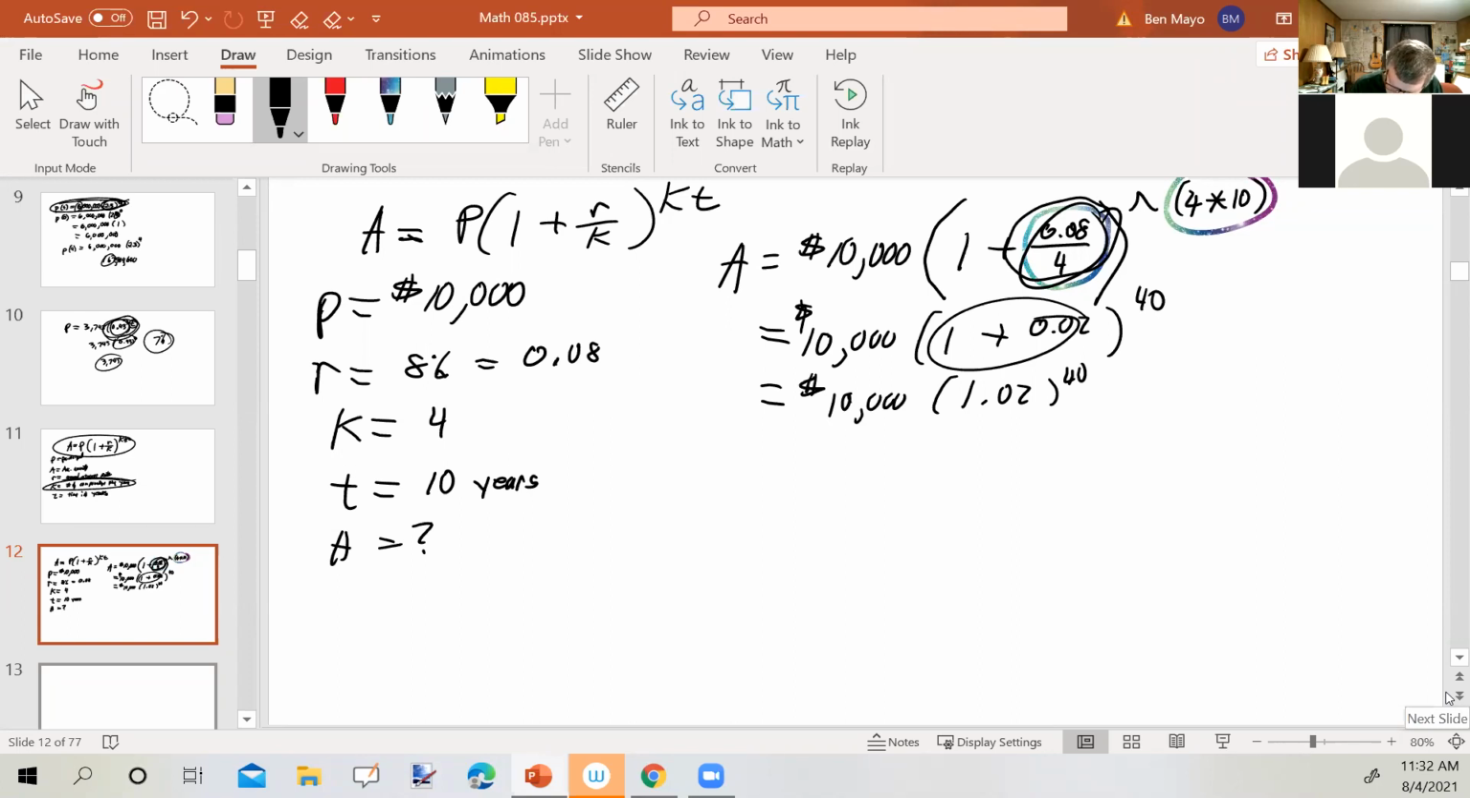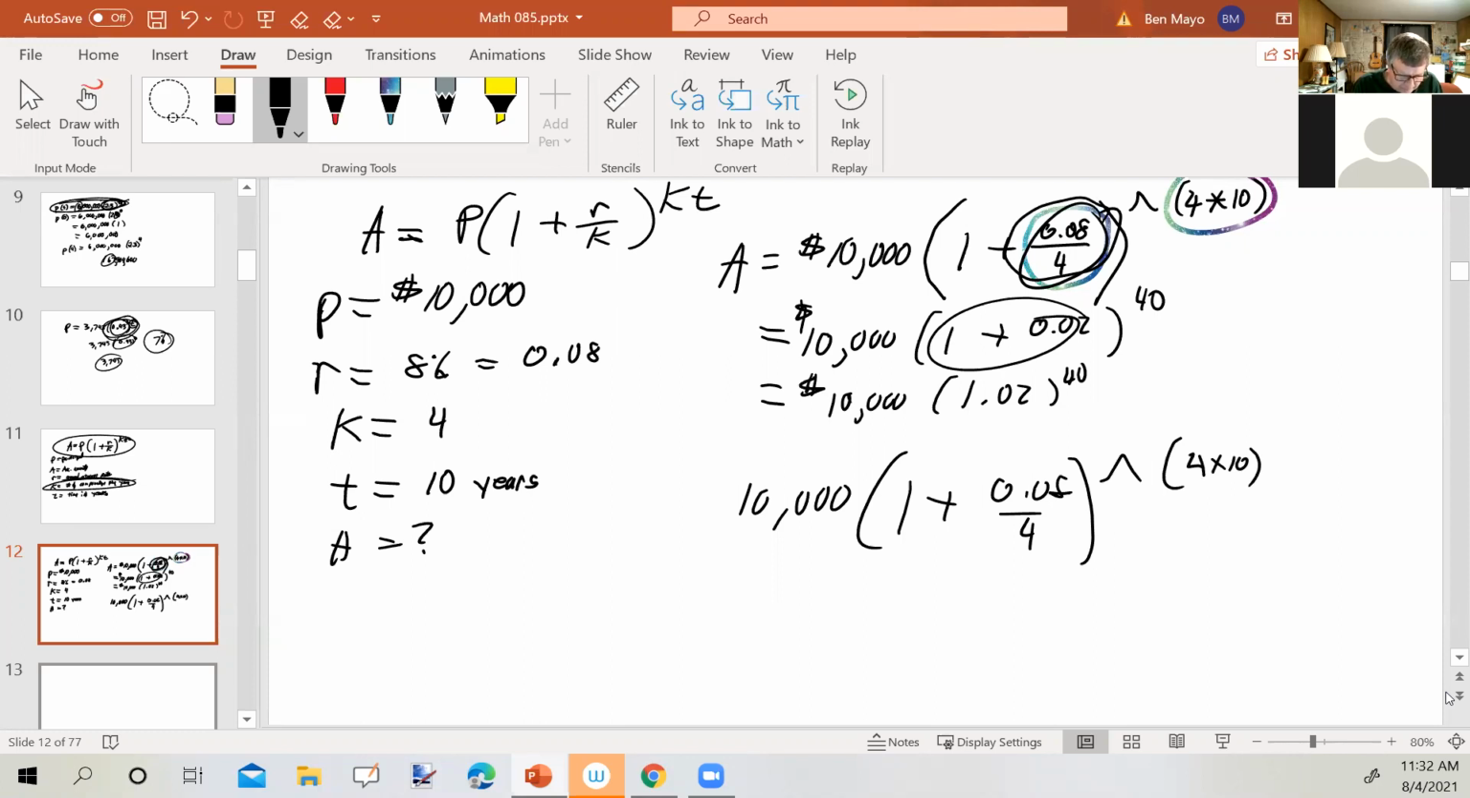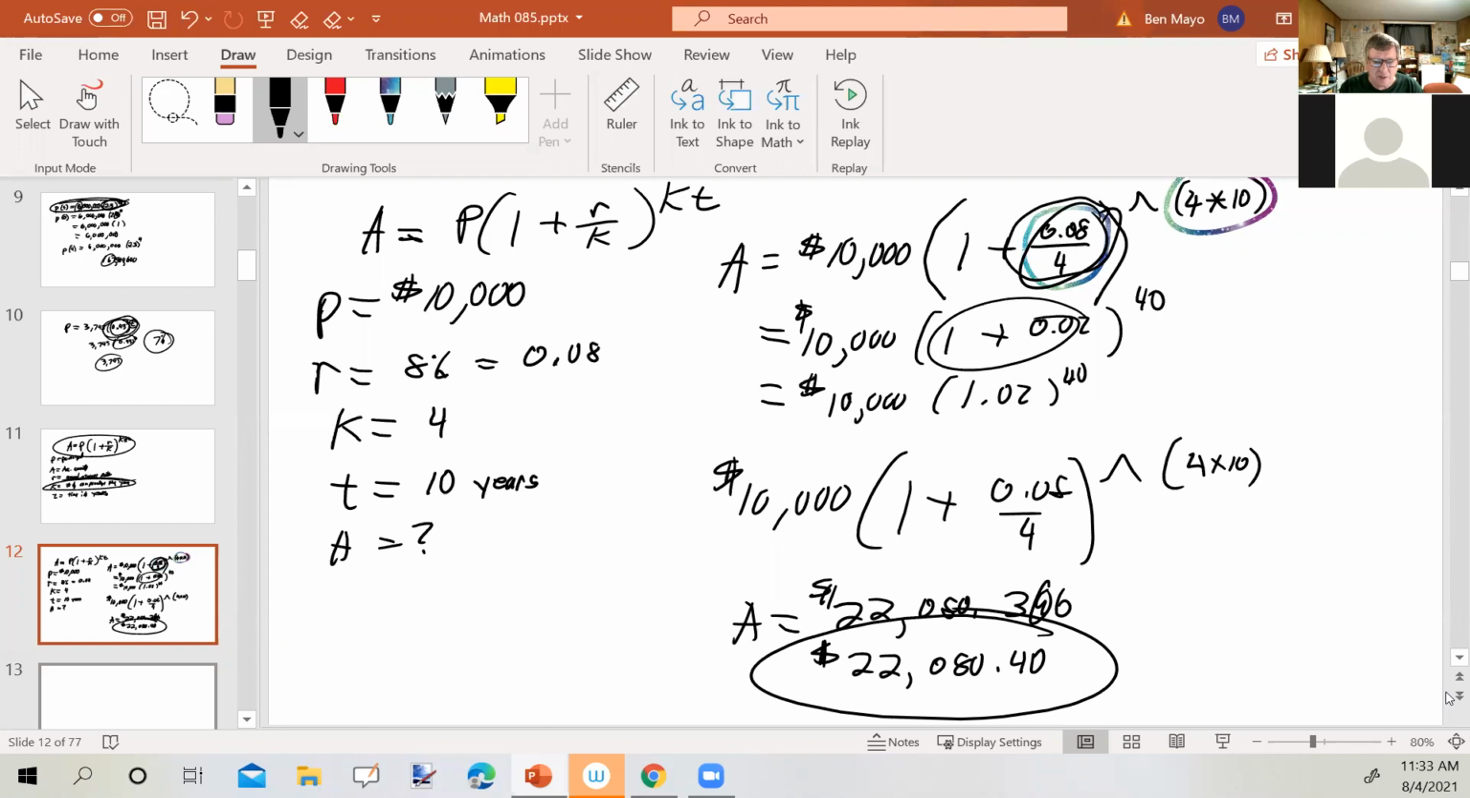So on the calculator, to do the whole original thing, I'm going to put in 10,000, left-hand parentheses, 1 plus 0.08 divided by 4, close parentheses, power key, and then parentheses, 4 times 10. Okay, equals. And I get, so this is money, so I get $22,080, and it actually is 396. But since we're talking money, I'm going to round to the nearest cent. So it's going to be $22,080.40. Okay. Unless it says otherwise, always round money to the nearest penny because you're not going to be handing out a fraction of a cent.